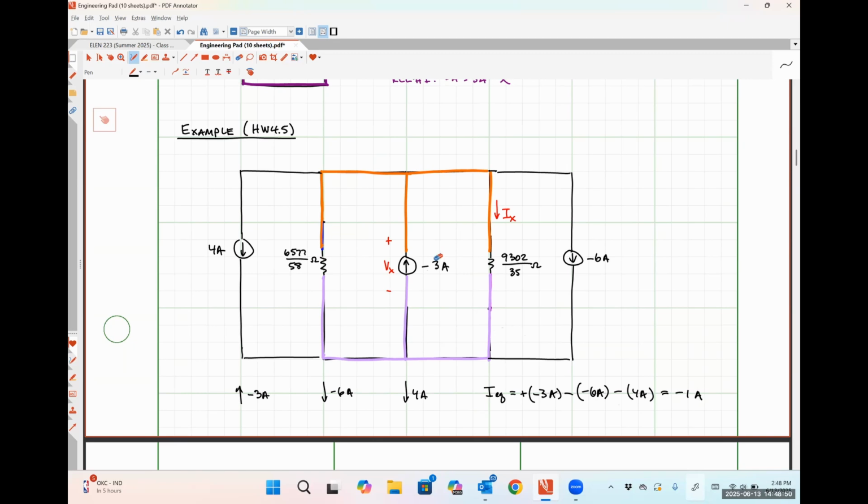-4 becomes -1 amp. And my reference direction was up. So that's why I'm just choosing to replace it with that middle current source. I could have put a current source up on the left-hand side. I could have put a current source up on the right-hand side. They're all in parallel, so it doesn't really matter where it's physically located as long as its direction is indeed up, since I chose that as my reference direction.